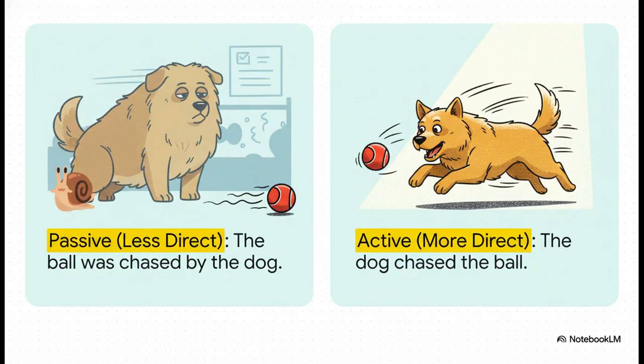Style is another one of these finishing touches. Just look at this example. The ball was chased by the dog. I mean, it's correct, but it's kind of sleepy, right? A little indirect. Now look at the active version. The dog chased the ball. It's direct, it's got energy, it's clear. Choosing the active voice is like shining a spotlight right on the doer. It's a small tweak that makes your message so much more powerful.